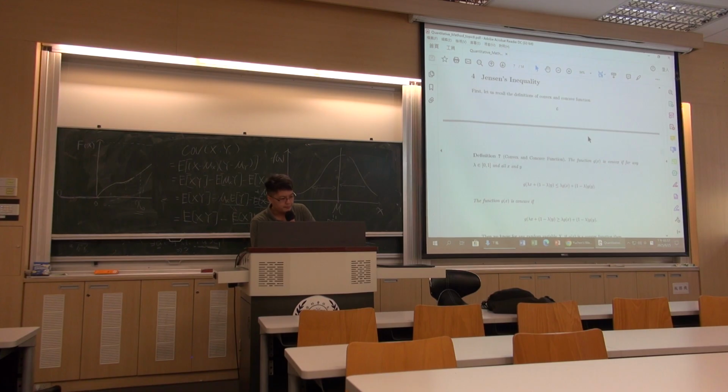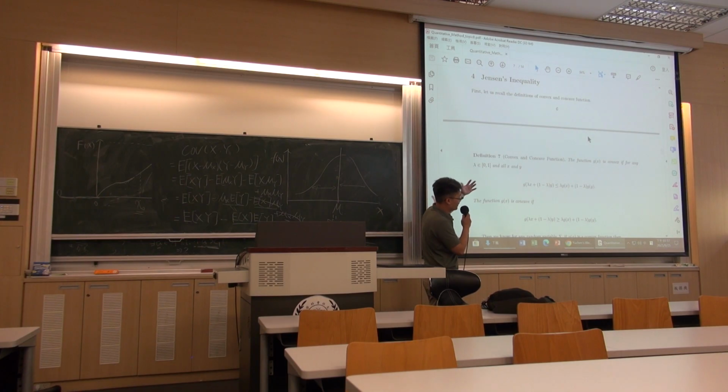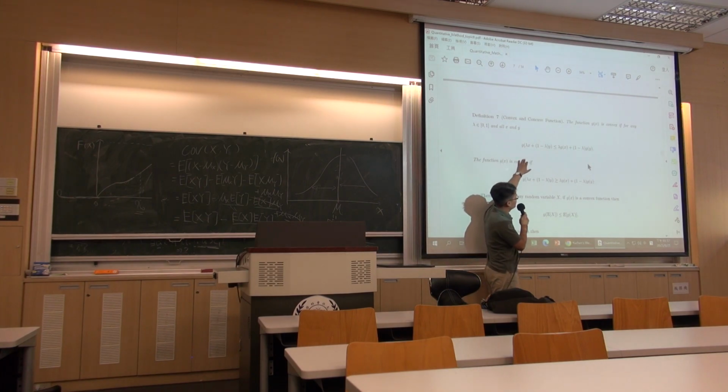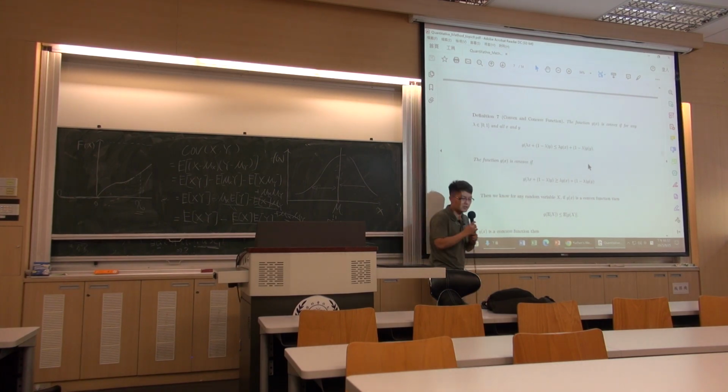Okay, Jensen's inequality. This is an inequality that you are going to use a lot in the proofs in econometrics. And first, let's refresh the memory a little bit. What is a convex function? What is a concave function here? Okay, so for convex functions, that means this. This is the definition, and this is the concave function.